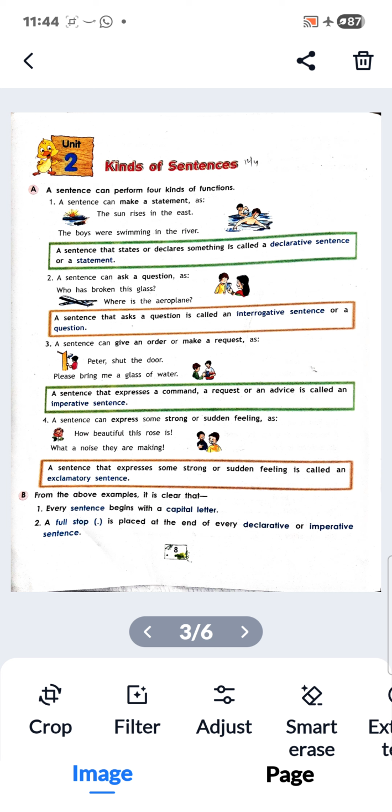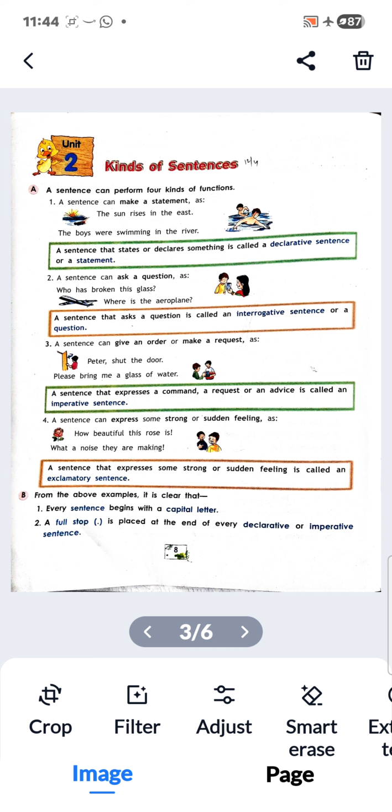So these kinds of sentences are known as imperative sentences. Again, see, both are starting with a capital letter, Peter with a capital P, please with a capital P, and at the last there is the full stop, and all the words are arranged in proper order. Yes. Now see the fourth.